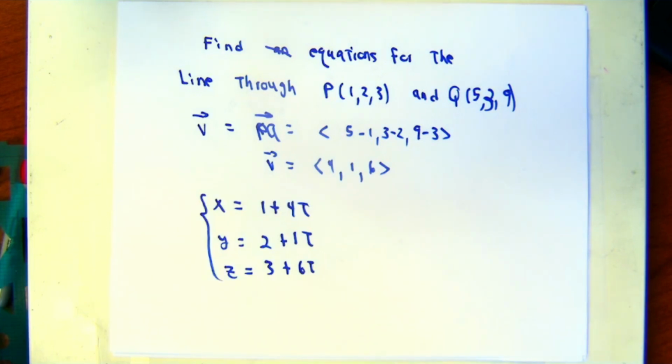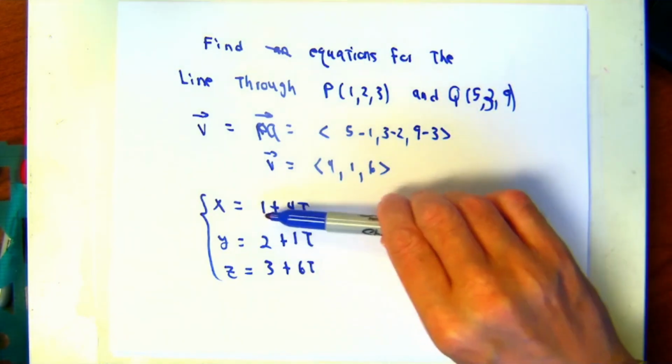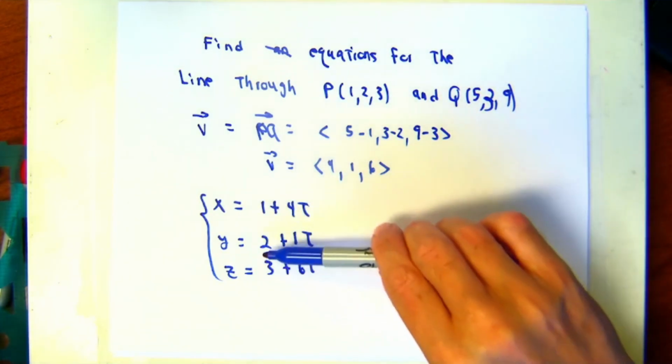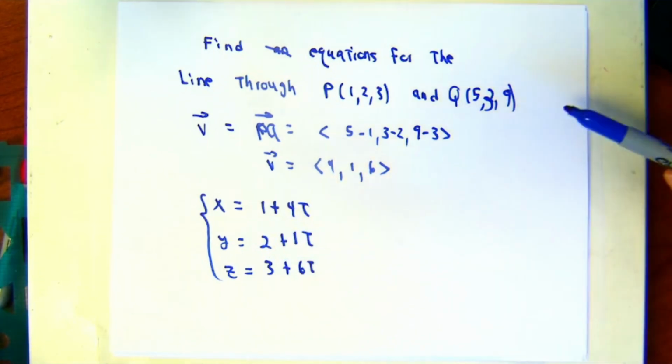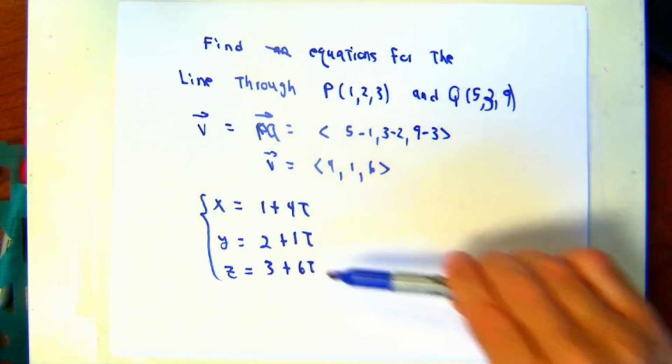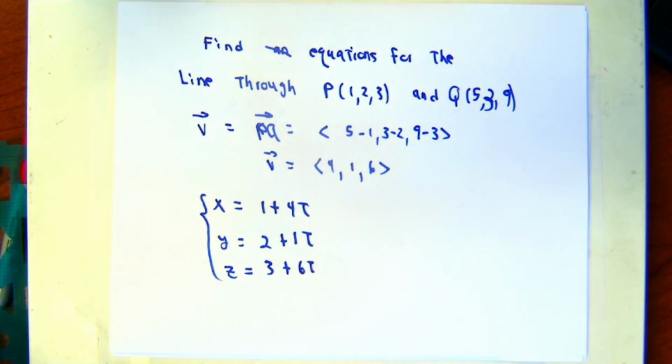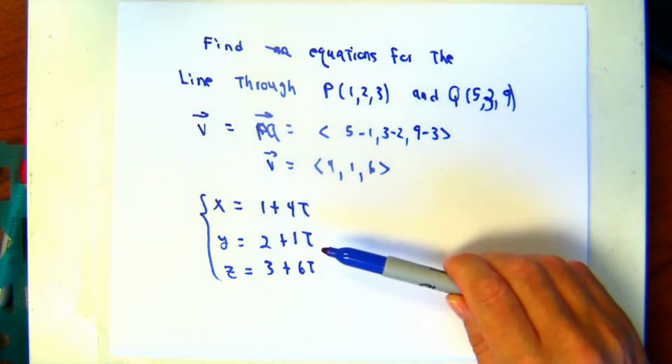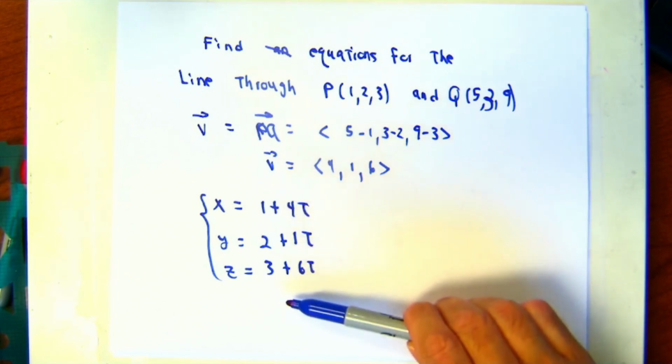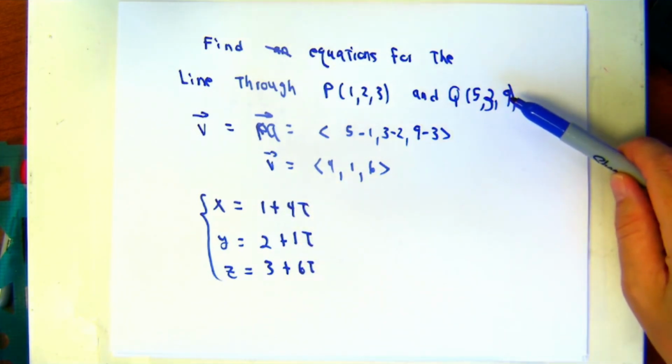Of course, if I had used Q instead, I would have written 5 plus 4t, 3 plus 1 times t, and 9 plus 6 times t. I would get equations that superficially look different, but in actuality are the same. If a person were paranoid, they would make sure that there is a single t number so that when you stick it into these formulas, you get point Q back for an answer. Let's be paranoid.